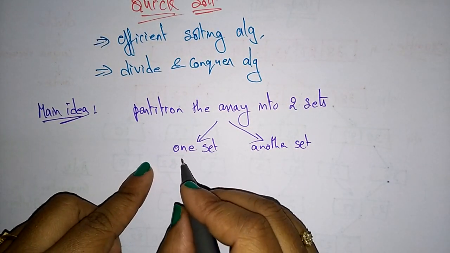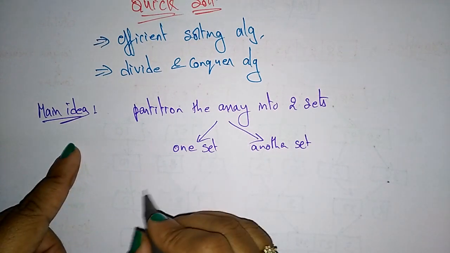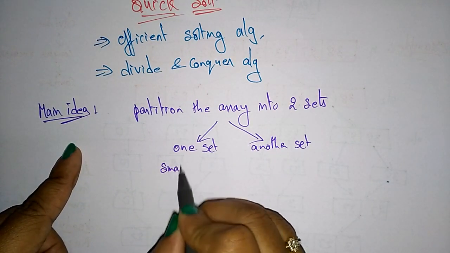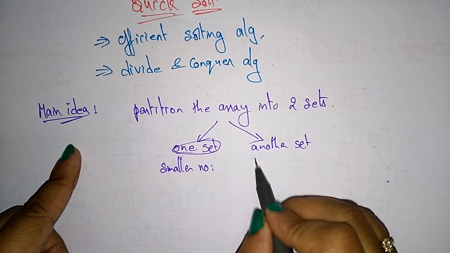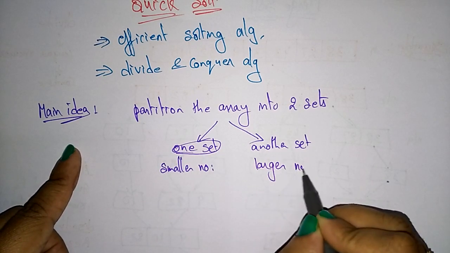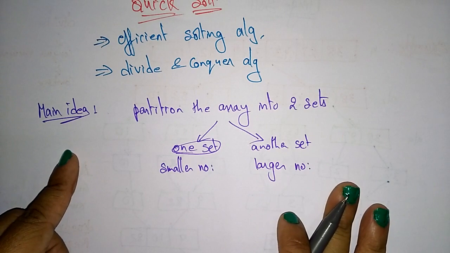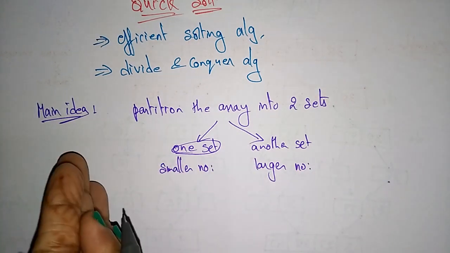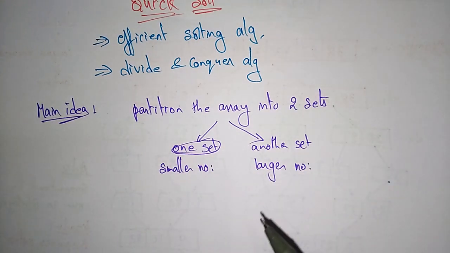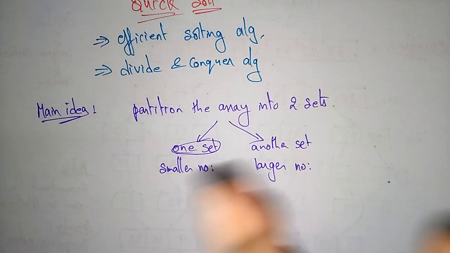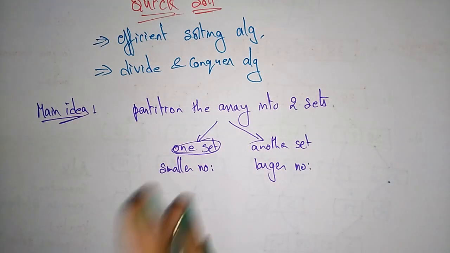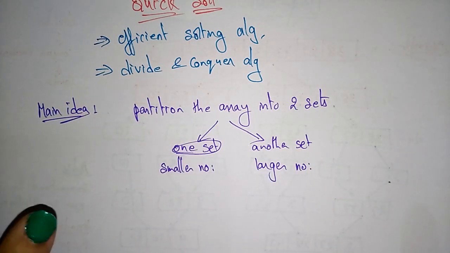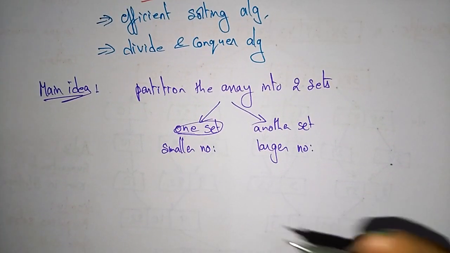In one set, smaller numbers will be placed, and in another set, larger numbers should be placed. So how can I divide the smaller elements and the larger elements? I have to partition the array into two sets, with all the smaller elements on one side and all the larger elements on the other side. Okay, so how can I do this?